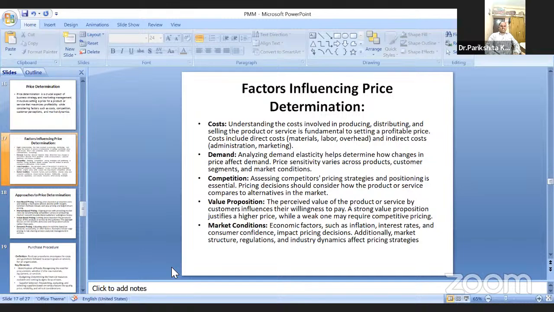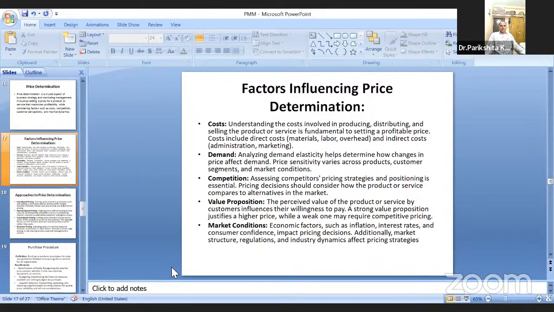Demand is an important factor that influences price determination. Tell me how demand influences price determination. Do you know demand elasticity? How many economics students are there? Are there commerce students? Okay. When we are analyzing demand elasticity, it helps us determine how changes in price affect the demand. Price sensitivity varies across products, whether you consider the customer point, customer segment, or market conditions. What is the demand? What are the market conditions?